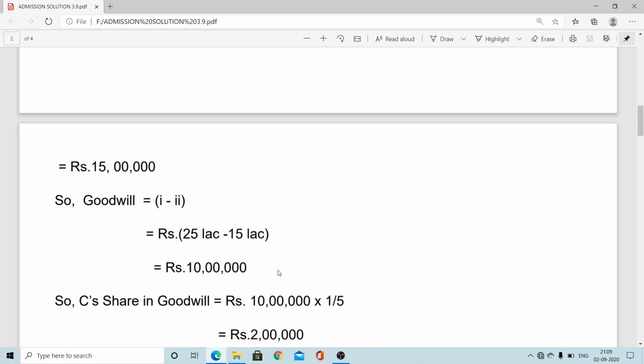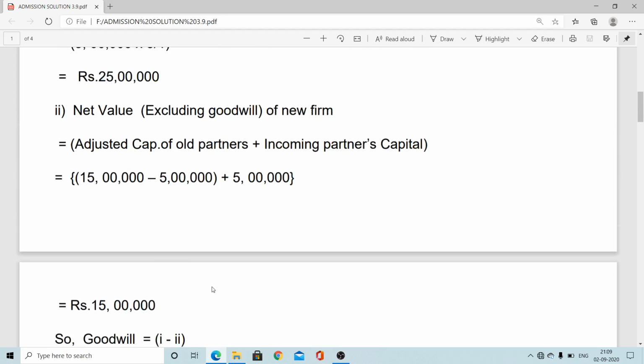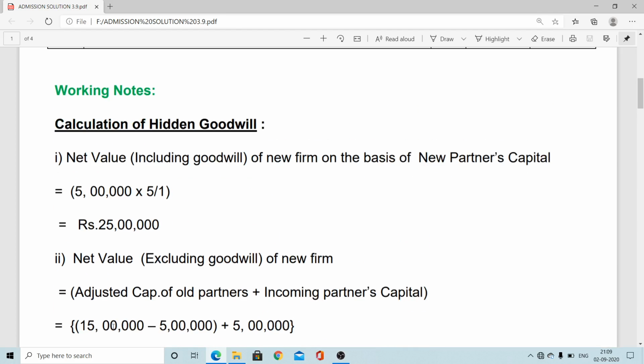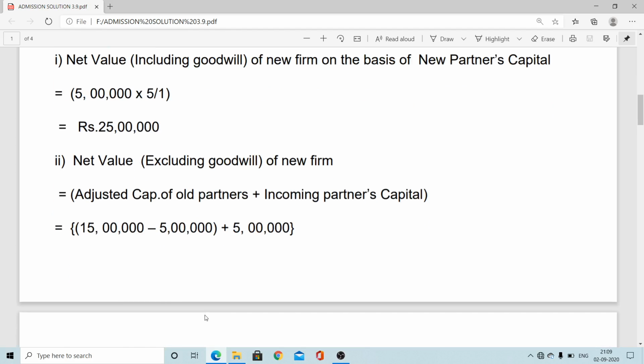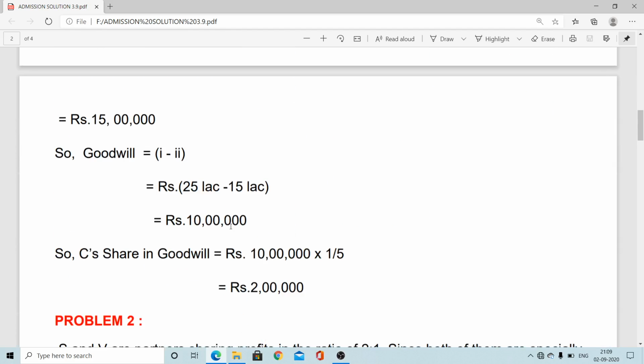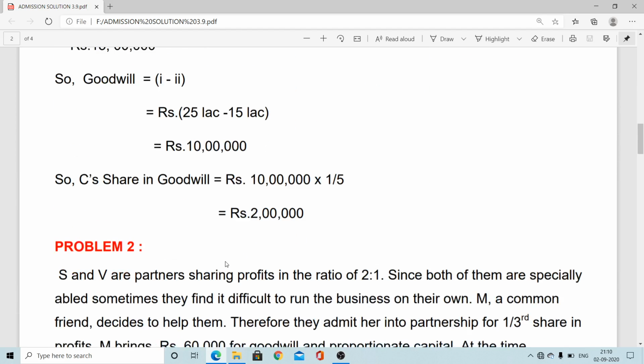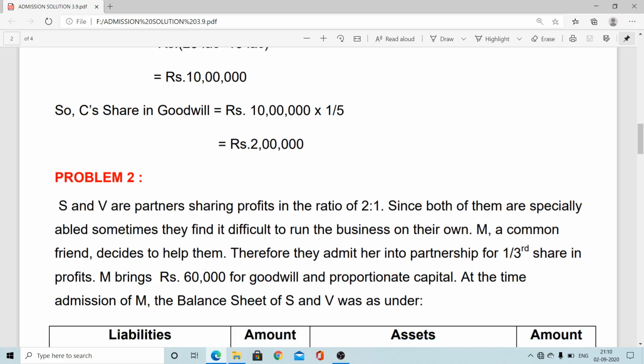Now if you add this 10 lakh rupees, like the capital of A and B, 15 minus 5, 10 plus their goodwill 10, 20 lakh. So in that way we can calculate the share of goodwill. Here the total firm's value of goodwill is 10 lakh and his share is 1/5, so therefore it is coming to 2 lakhs.